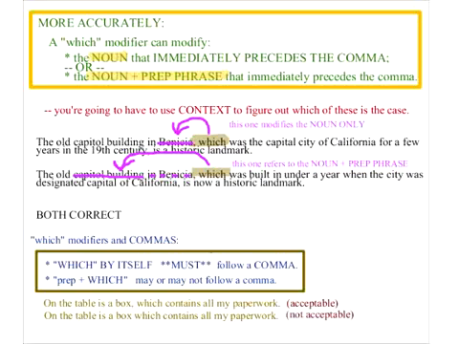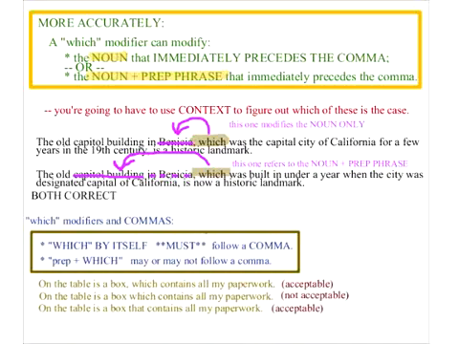So, again, in British usage, the second sentence would probably appear a lot. So if any of you learned Commonwealth English, this is probably a little bit of a surprise. But on the table is a box that contains all my paperwork. This is acceptable. On the other hand, if you have a preposition preceding which, if your modifier is in which or of which or at which or according to which, then either way is fine.